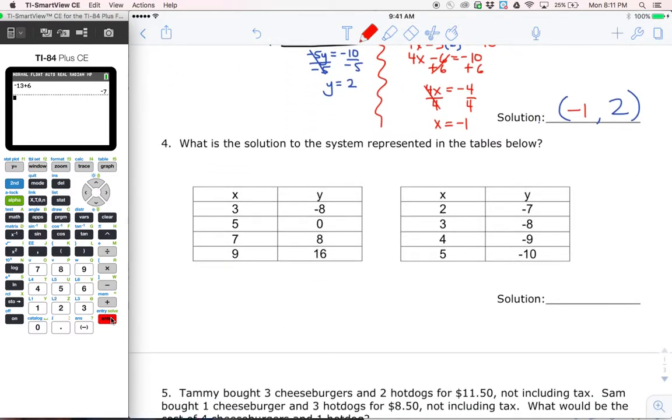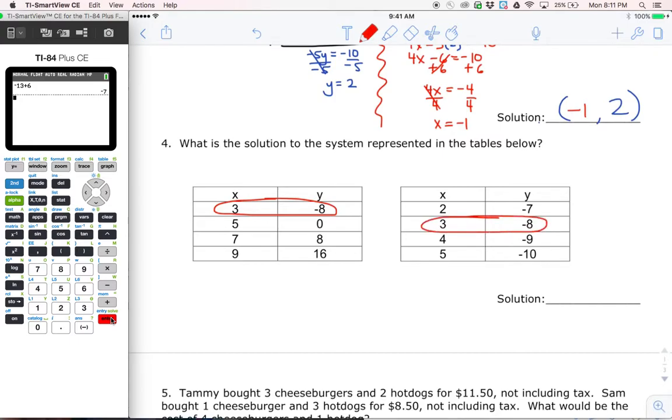Okay, here we go. What is the solution to the system represented in the tables below? Okay, well keep in mind, a solution is where two lines are crossing, right? And if they cross, they only cross one time. They will only share one of the same points. So look at these tables here and try and find the same points. I've got 3, negative 8. Do I have 3, negative 8 in the right? Oh, actually I do. It's exactly the same point.